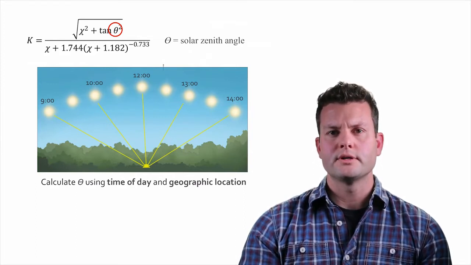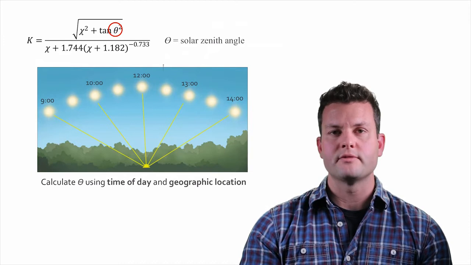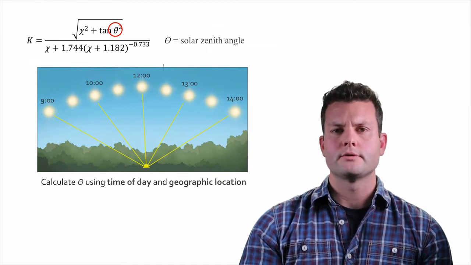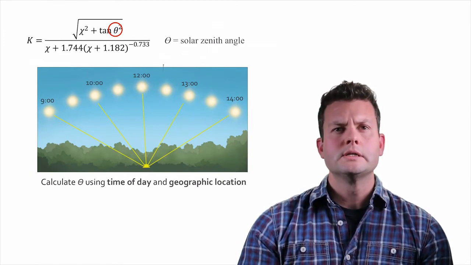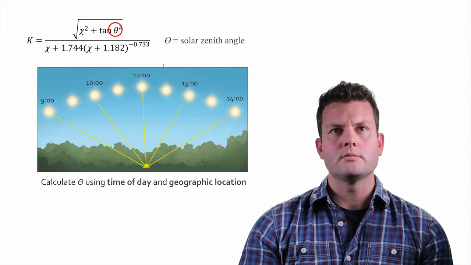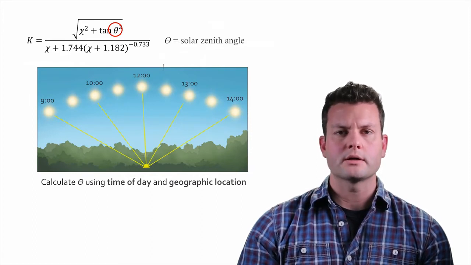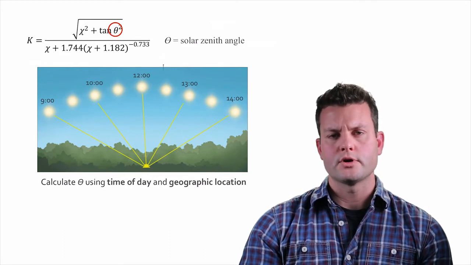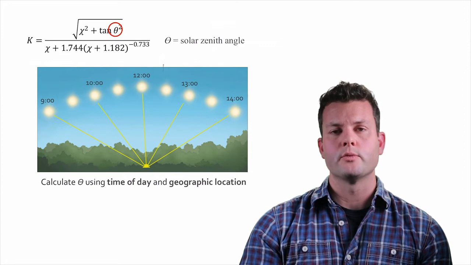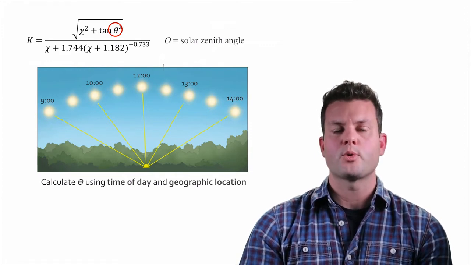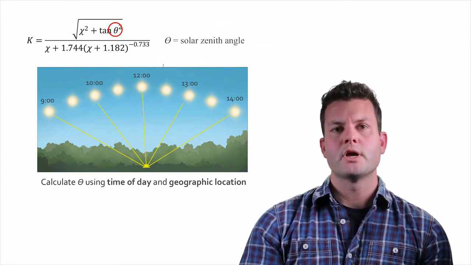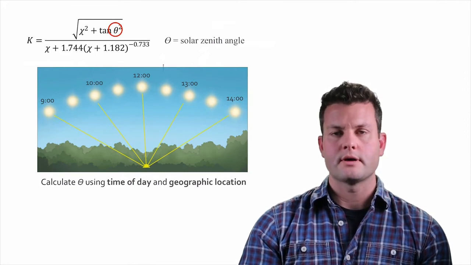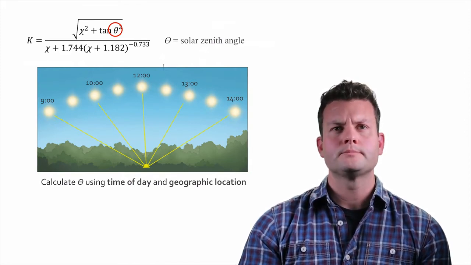Solar zenith angle is calculated simply using time of day and knowledge of geographic location. And so within the LP80, these are calculated automatically and behind the scenes using user input values of time and location. So it's critical that when you're using an LP80 and you're in the setup process, make sure that you have both of these values input correctly.